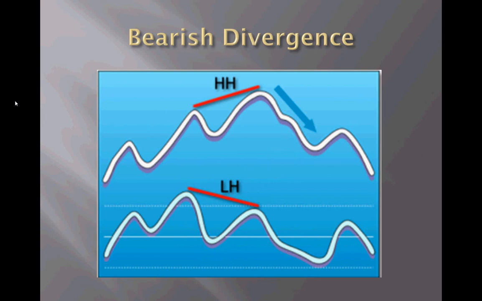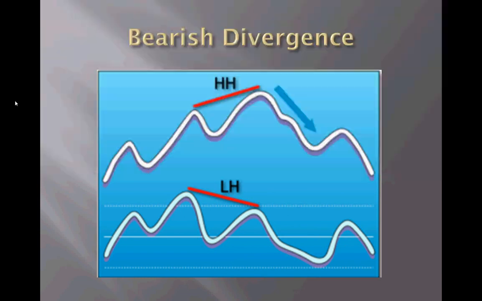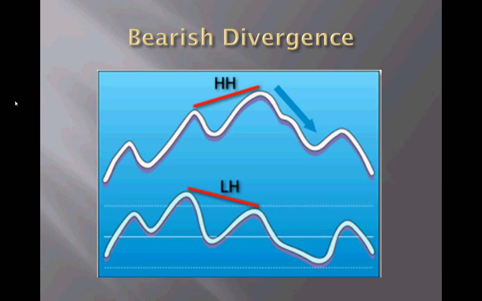Now, if price is making a higher high, but the oscillator is making a lower high, then you have regular bearish divergence. This type of divergence can be found in an uptrend. After price makes that second high, if the oscillator makes a lower high, then you probably can expect price to reverse and drop.